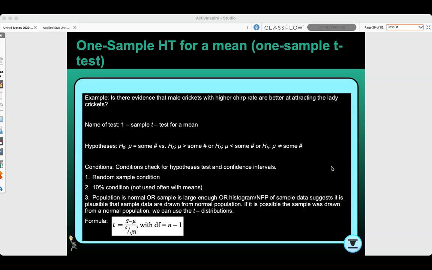And then here's our formula for t: x bar minus mu, all over the sample standard deviation divided by the square root of n, with degrees of freedom of n minus 1.